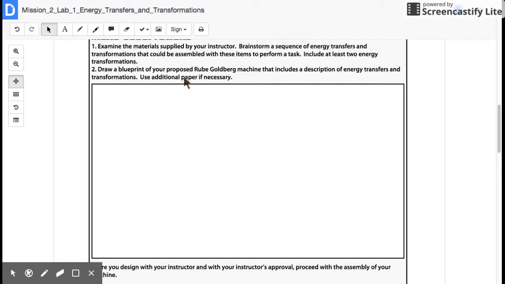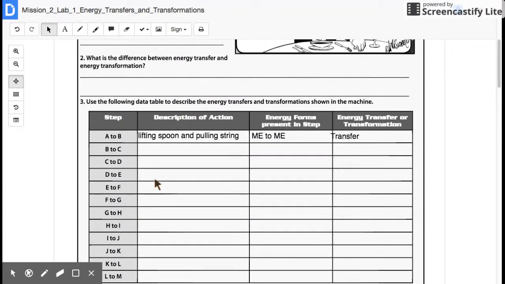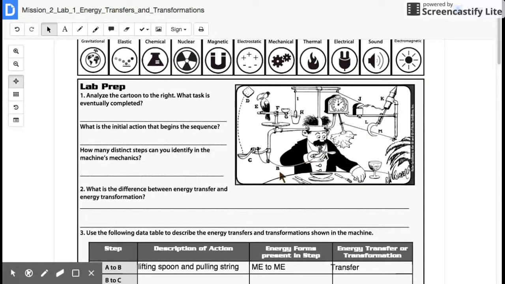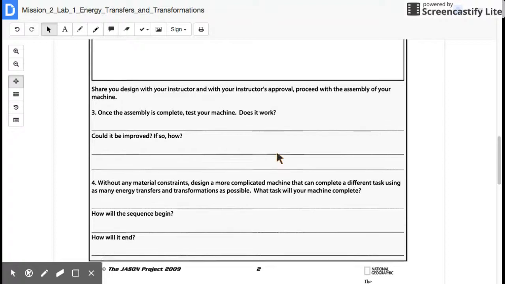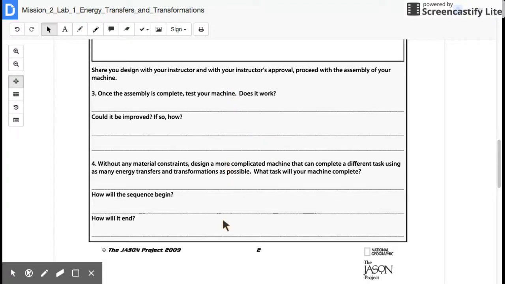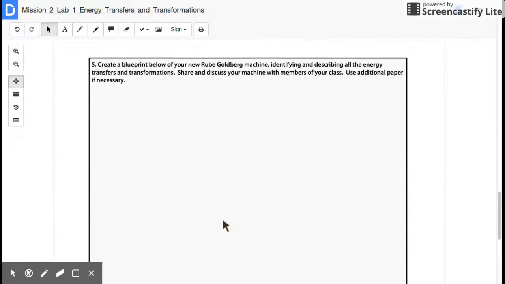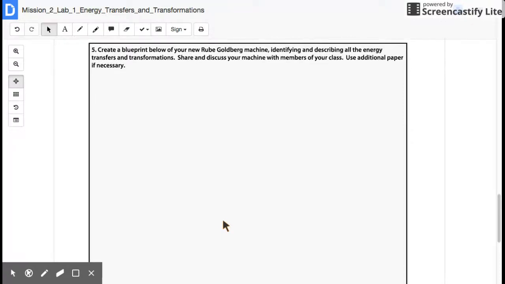So you need to write just a small little note, like you did up here, what's happening, lifting spoon and pulling string. In your drawing, you would just add a little note that that's what is happening. Okay, so it needs to have not only pictures, but also words. There's additional questions that you'll need to read along, but ultimately that's going to lead us to the final part, where we are going to create a blueprint below of a Rube Goldberg machine, identifying and describing all the energy transfers and transformations.